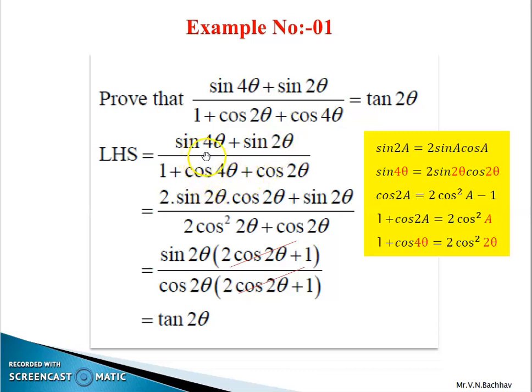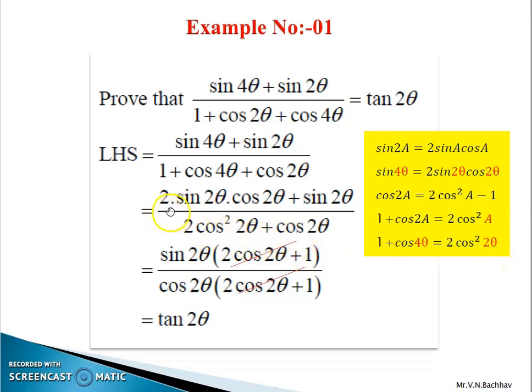Then we use the sin 2A, that is, the twice A multiple angle formula: sin 2A is equal to 2 sin A into cos A. We replace twice A by 4 theta, so obviously A is replaced by 2 theta. Then sin 4 theta is equal to 2 times sin 2 theta into cos 2 theta, plus sin 2 theta. In the denominator, 1 plus cos 4 theta is equal to 2 cos square 2 theta.